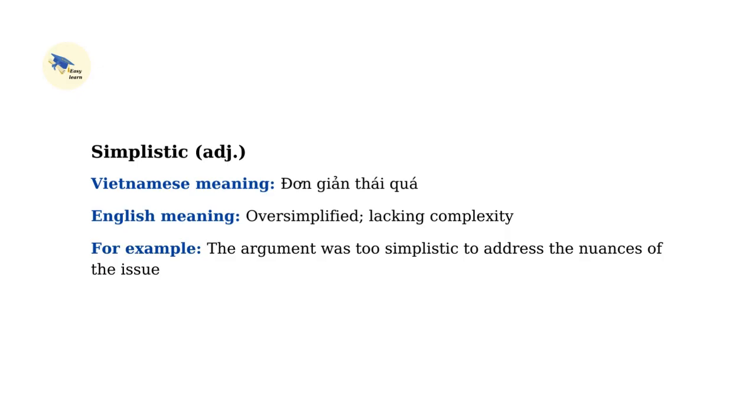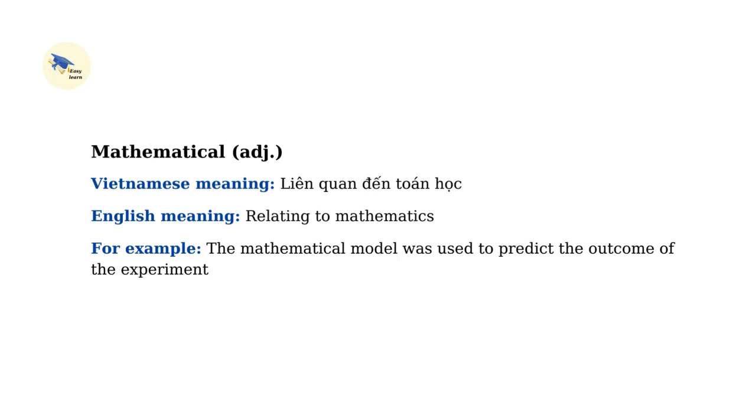Simplistic. Đơn giản thái quá. Oversimplified. Lacking complexity. For example, the argument was too simplistic to address the nuances of the issue. Mathematical. Liên quan đến toán học. Relating to mathematics. For example, the mathematical model was used to predict the outcome of the experiment.